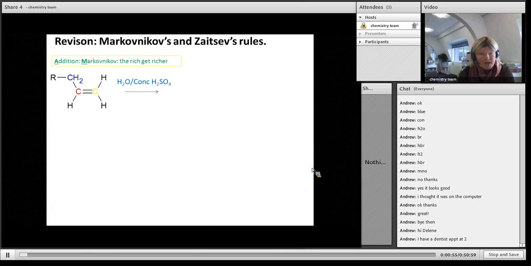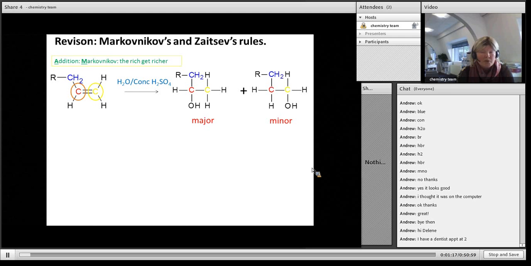So if I've got the red carbon, the blue and the yellow carbon, what's going to happen? The yellow carbon has got the most number of hydrogens, so that is going to get the incoming hydrogen, and there you can see it's gone from 2 to 3. That'll be the major product, and then you will get some of the other reaction where it goes the other way, and that'll be the minor product.